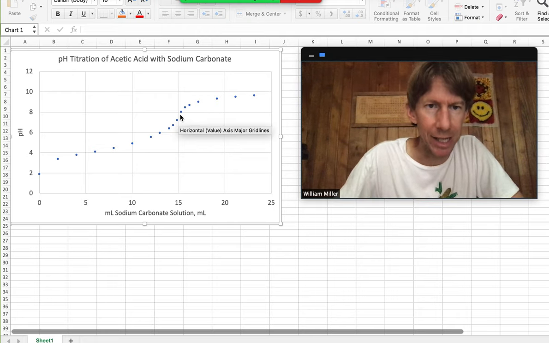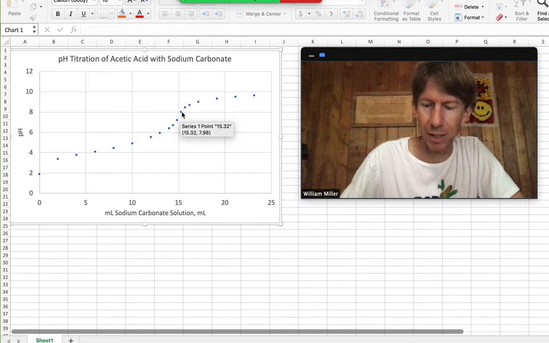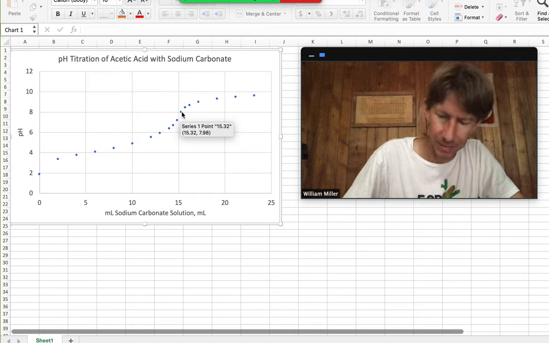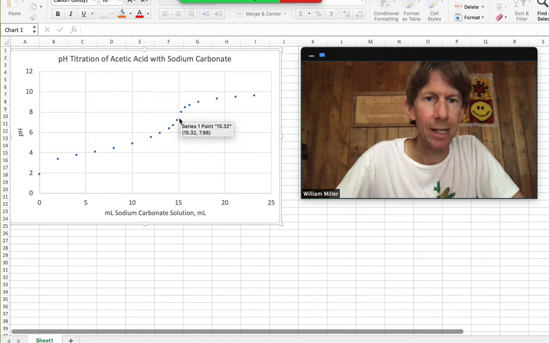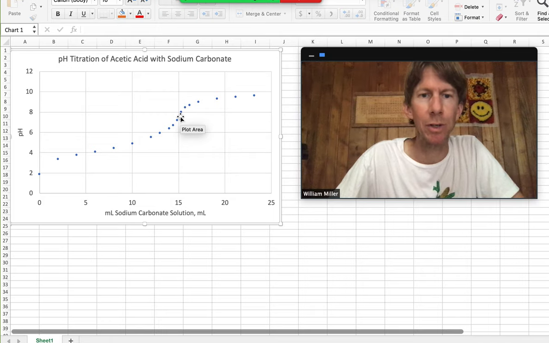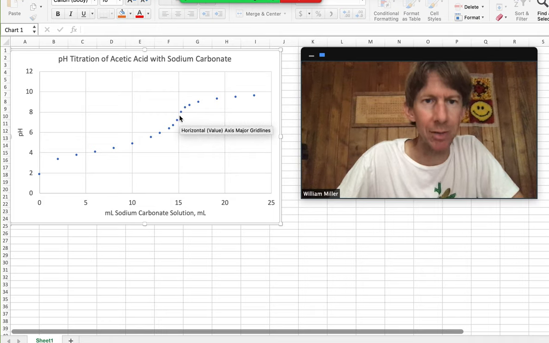I'm going to take the next point, 15.32 milliliters. And I'm going to average those two to get the milliliters at my equivalence point. So my equivalence point is actually going to be determined to be halfway between these two points.